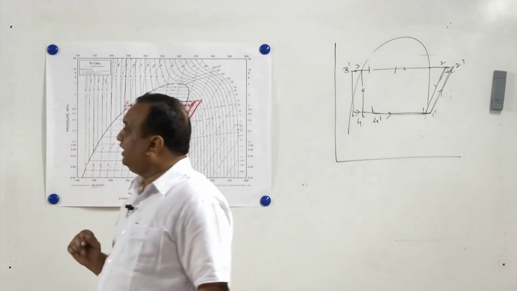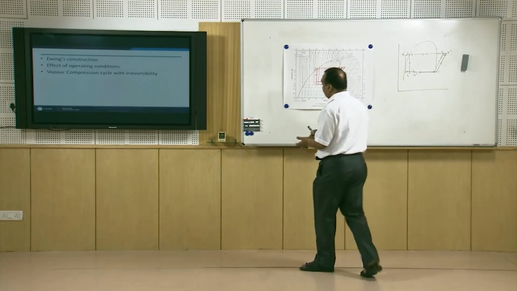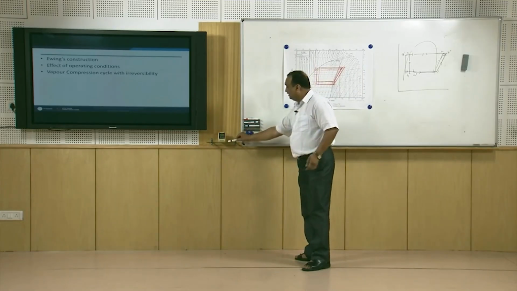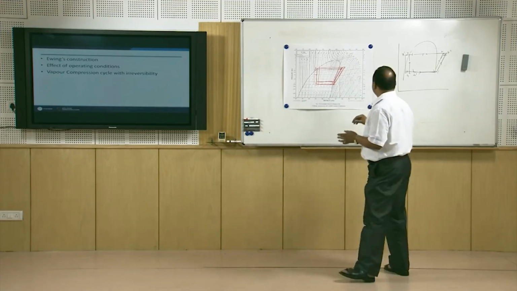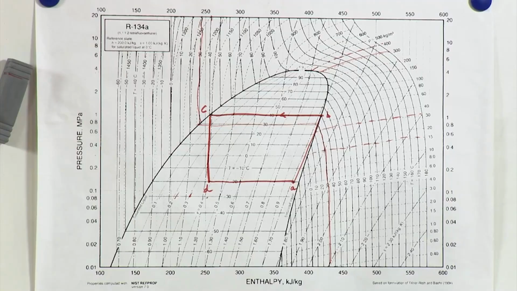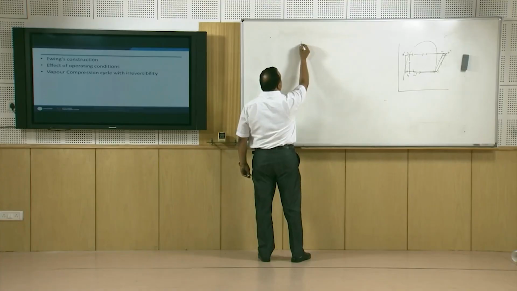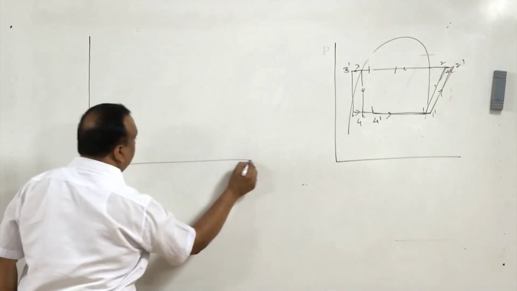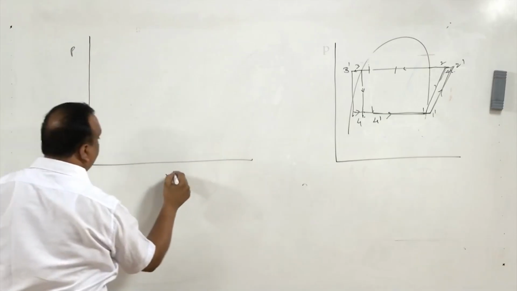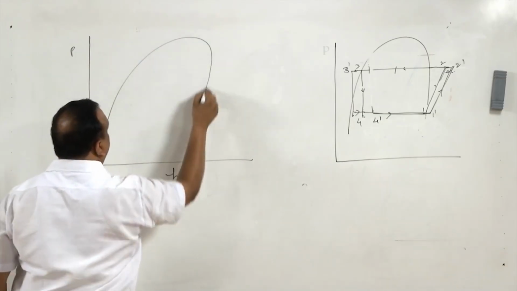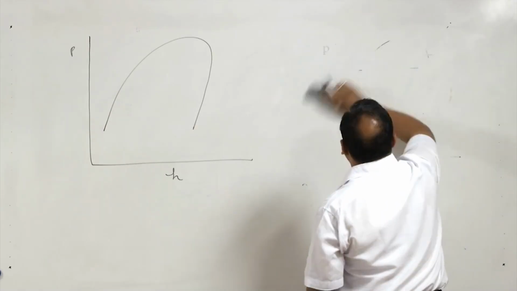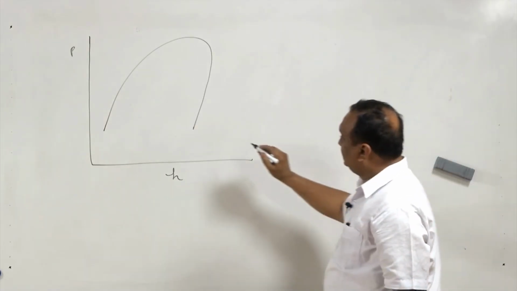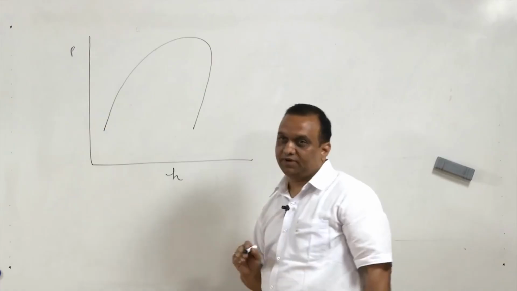Now, after this I will take up the vapor compression cycle with irreversibilities, because in the actual cycle the processes are not reversible, all the processes are irreversible, and it is very important to understand how the system behaves in actual practice. Let us transform the vapor compression cycle on the pressure and enthalpy diagram, and we will start from the point where the vapor emerges from the evaporator.